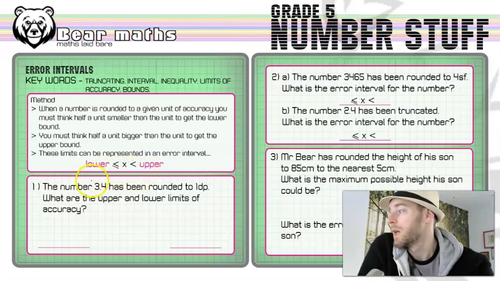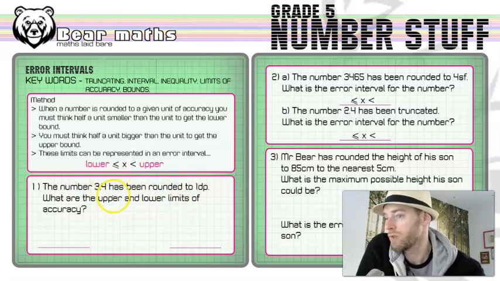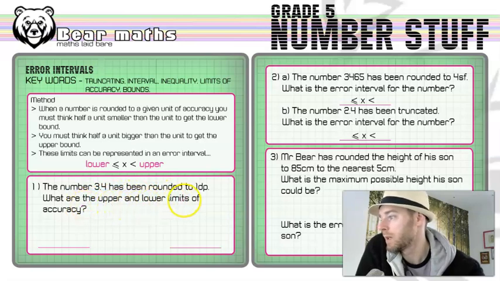Now, in number 1, the number 3.4 has been rounded to 1 decimal place. Someone has already done that. What are the upper and lower limits of accuracy? So it could have been 3.4 something. It could also have been 3.3 something. Let's have a look. I always tend to just put the number in the middle, like that, and then I just put a little arrow and a little arrow. You don't have to do it like this. There's my lower one, there's my upper one.